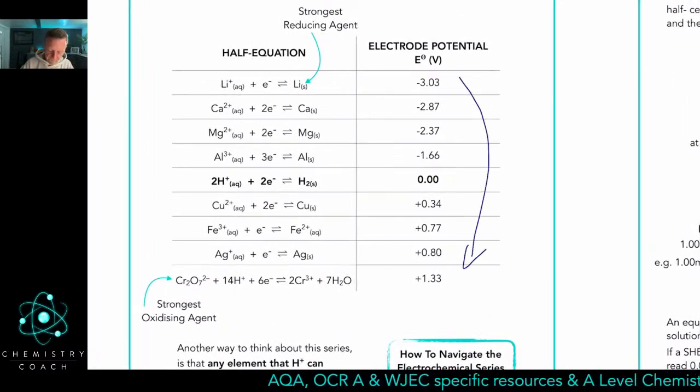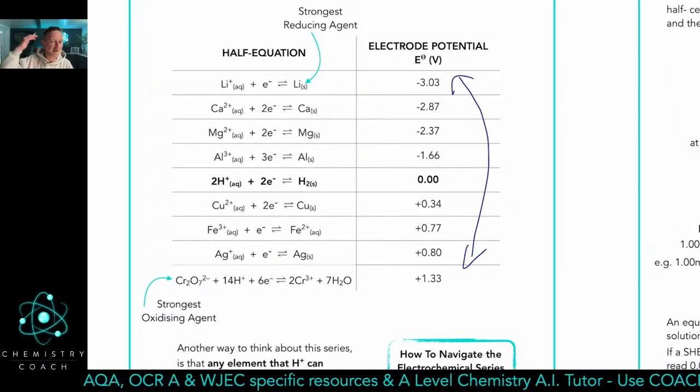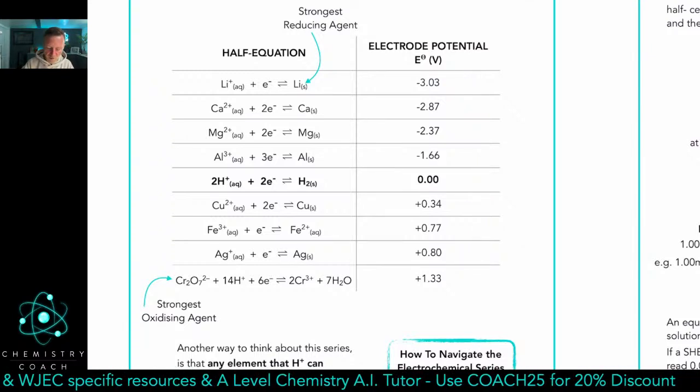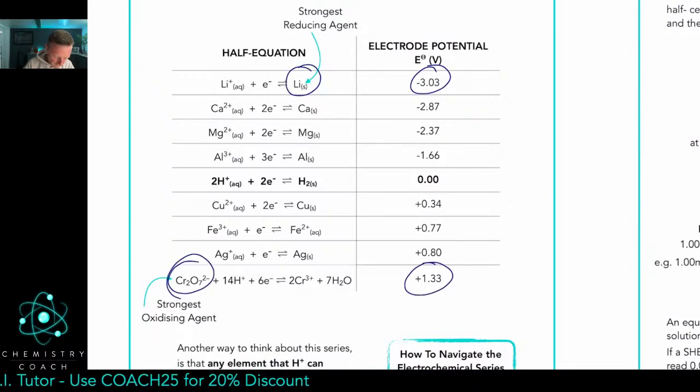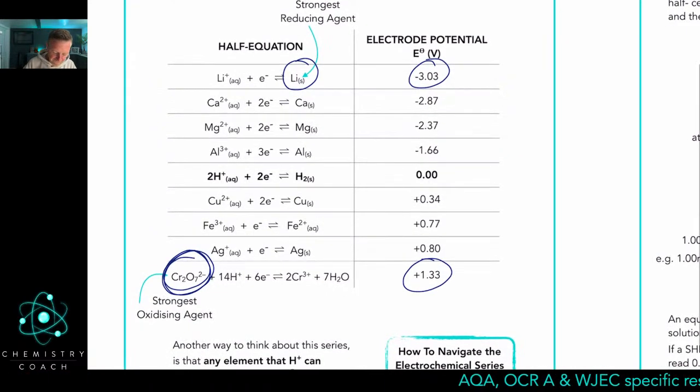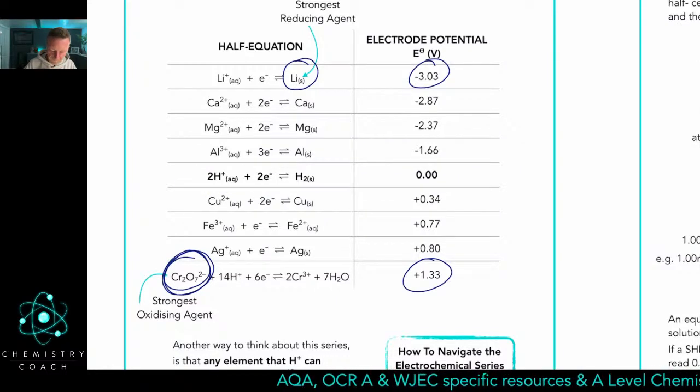It doesn't matter which way around this table runs, from most negative to most positive, or the other way around. You just think most negative, that's our strongest reducing agent. Most positive, there's our strongest oxidizing agent. And of course, hydrogen sits in the middle.